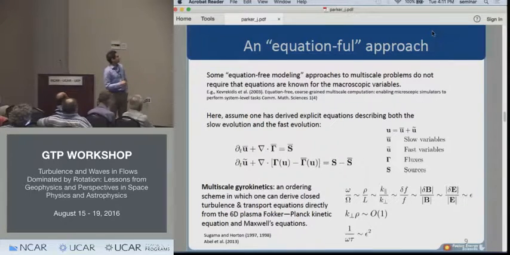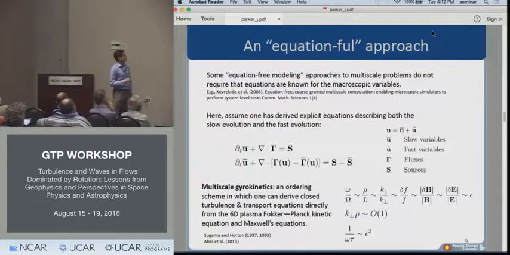And some approaches to this kind of multiscale modeling are called equation-free, where you don't necessarily know equations for the macroscopic variables. But here, I'm going to assume that you have derived explicit equations describing both the slow evolution and the fast evolution. Schematically, you've got slow equation, fast equation. And the method I'm going to talk about, and something that maybe is often the case, is that the slow equation is of lower dimensionality than the fast equation. So if you expect the mean variables to be axisymmetric or have some kind of symmetry, then this will be lower dimension.